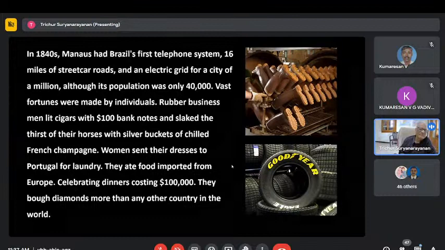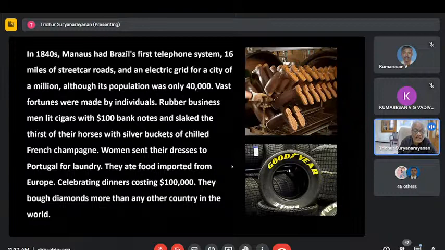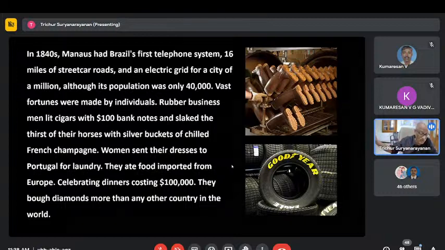A lot of money was made by business people, rubber businessmen. They lighted their cigarettes using 100 rupee bank currency notes. And instead of giving water to their horses, they filled silver buckets with French champagne, which is very expensive, and gave it to the horse to slake its thirst. They ate food imported from Europe. The food had to come from Europe through ships. They celebrated dinner costing 100,000 US dollars. Imagine, in 1840.